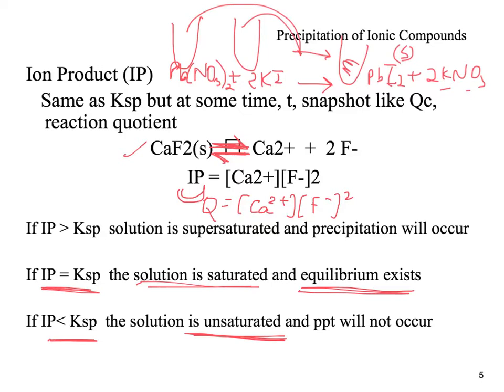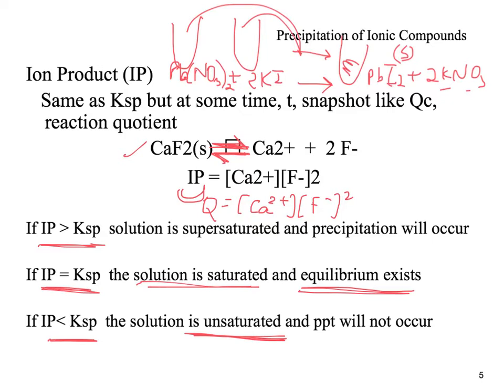And now if you have a situation where your ion product is greater than KSP, in such a situation, the reaction is going to be considered supersaturated, and the reaction is going to proceed in the backward direction. That means towards the reactants.